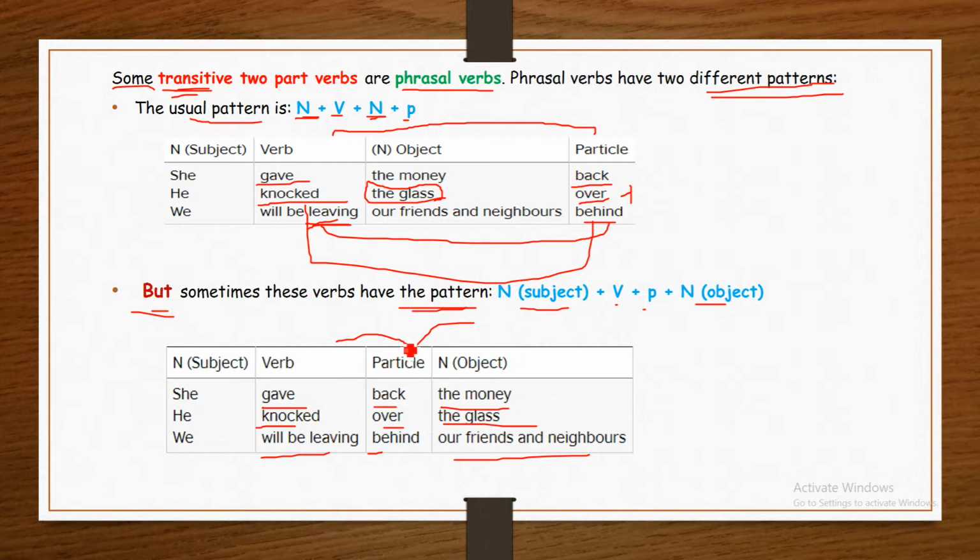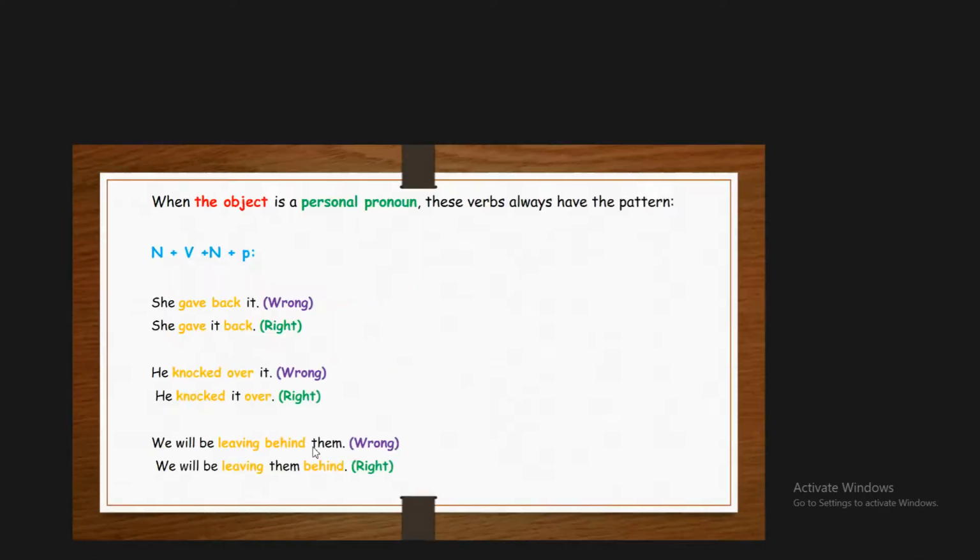And these phrasal verbs take an object. Why do they take an object? I told you a few seconds ago. They take an object because they are transitive. Transitive verbs take an object, but intransitive verbs do not take an object.